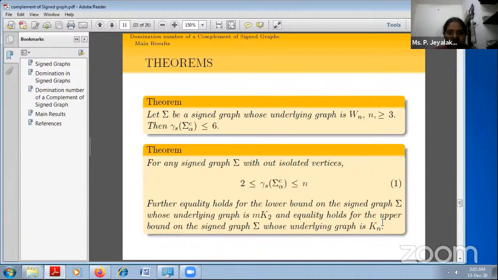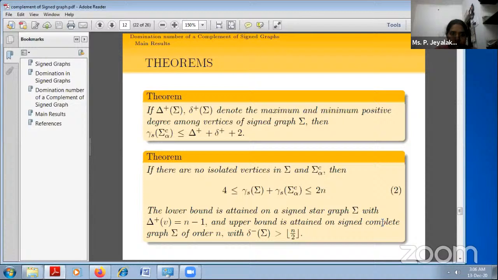Next theorem is on the wheel graph. Let sigma be a signed graph whose underlying graph is W_n with n greater than or equal to 3. Then gamma_s of sigma alpha complement is less than or equal to 6. Also, we find the lower bound and upper bound in the next theorem. For any signed graph sigma without isolated vertices, 2 is less than or equal to gamma_s of sigma alpha complement, which is less than or equal to n. Equality holds for the lower bound on signed graphs whose underlying graph is mK_2, and equality holds for the upper bound on signed graphs whose underlying graph is the complete graph on n vertices.